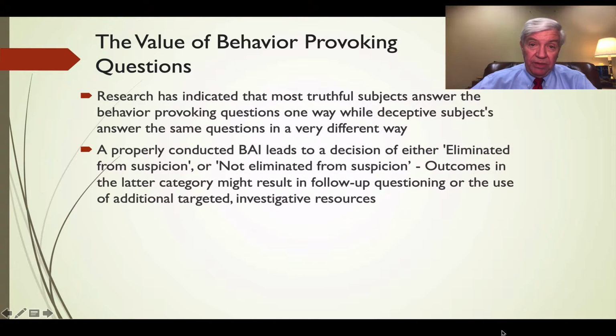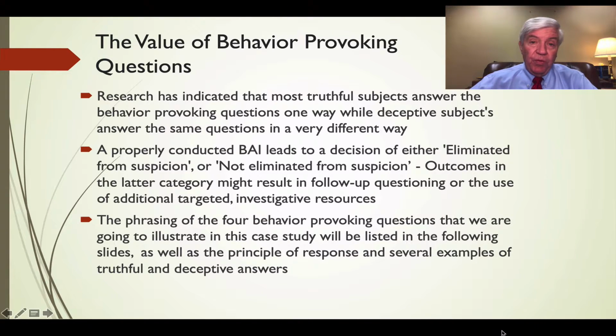At the conclusion of the BAI, the decision will be made by the investigator either to eliminate the subject from suspicion or not to eliminate the subject from suspicion. And if not, then generally there will be follow-up questions, maybe additional targeted investigative resources, verifying the subject's alibi, etc. The phrasing of the 4 behavior-provoking questions we're going to look at in this program will be listed on the screen with the principle of response, and then we will give you a few examples of truthful type answers versus deceptive type answers, and then we'll look at the answers from 2 subjects in an actual real-life case to see if their answers help us assess their credibility.